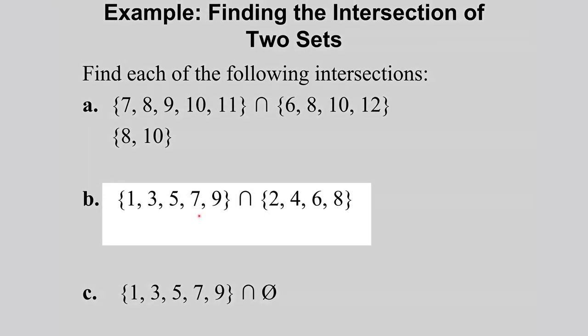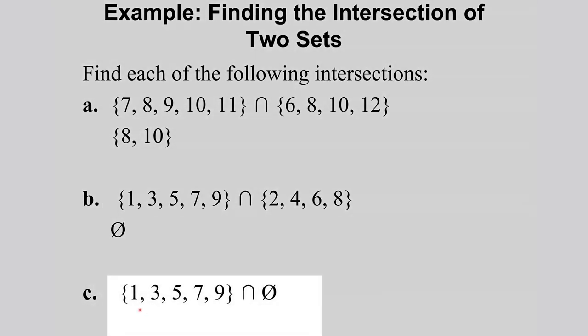Now for letter B, we do the same thing. We compare the elements and see what elements are common to both. Do you see any elements that can be found here and also in here? Fortunately, there are no elements that belong to the first set and also to the second set. So therefore, the intersection of the two sets here is empty. If the two sets have no intersection at all, we've learned that those two sets are called disjoint sets. Now, if we want to get the intersection of this set and the empty set, this one contains nothing. So what's the intersection? It's just the empty set.